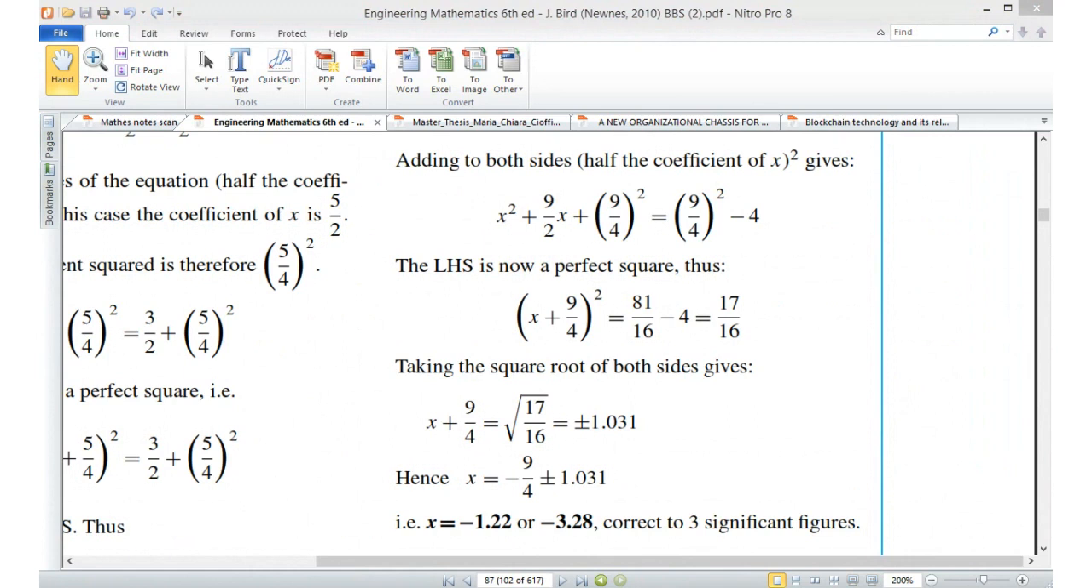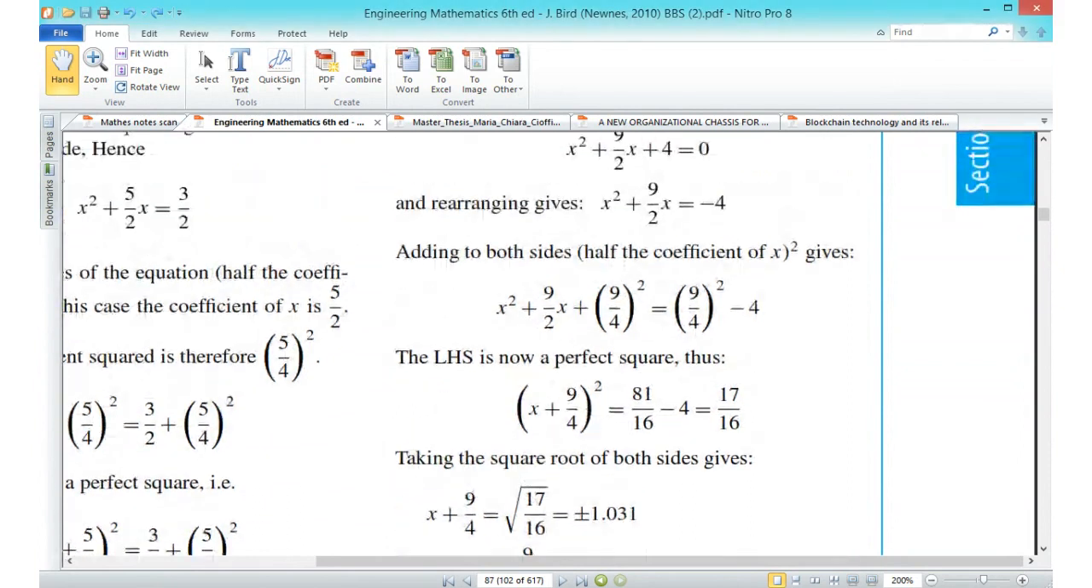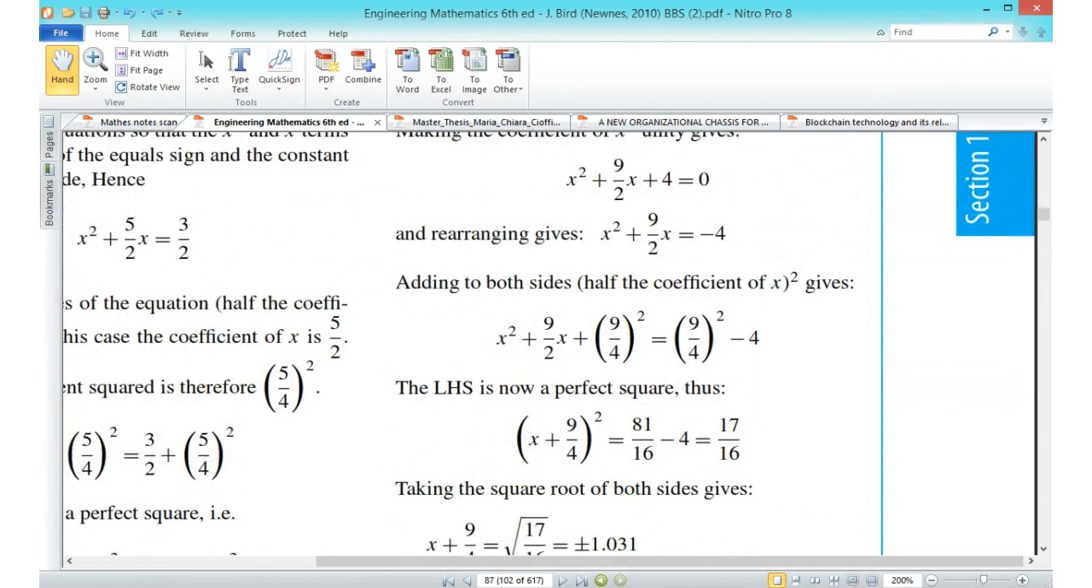Now, I mentioned that you begin by obtaining a unity coefficient for x squared. That's very important. Once you do that, you can rearrange your equation further. Pick the term without the x and take it to the right-hand side of the equation, like what we've done here. Plus 4 taken to the other side becomes negative 4.